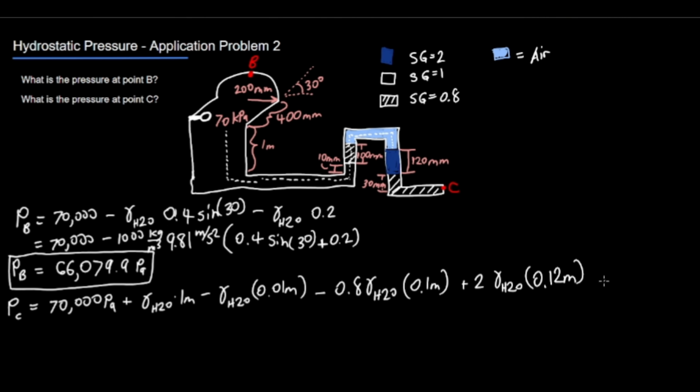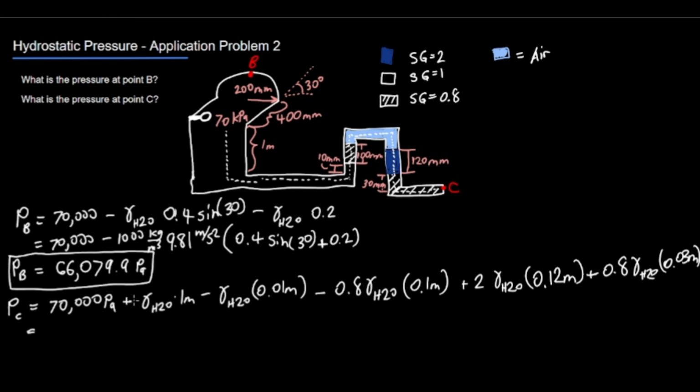Then we're going to go down another 30 millimeters. So you can imagine that we've jumped down to there. And because we're going down, we're going to, again, add. Add this, which is a specific gravity of 0.8, so it's going to be 0.8 gamma H2O times the height, which is 0.03 meters. And then we just need to resolve all of this, because we move to the side and we are at point C. Again, moving to the side does not affect the pressure.